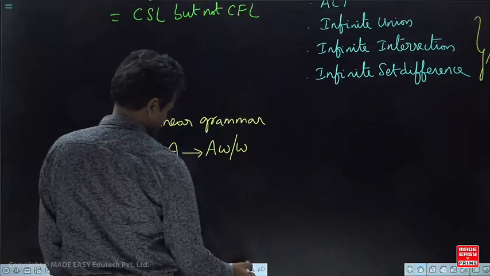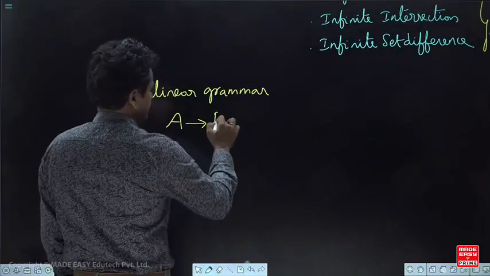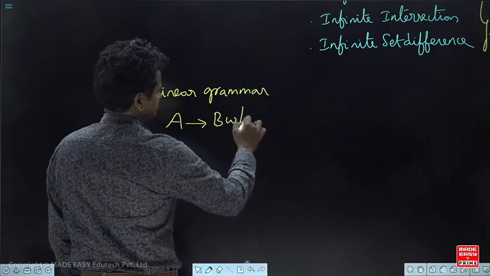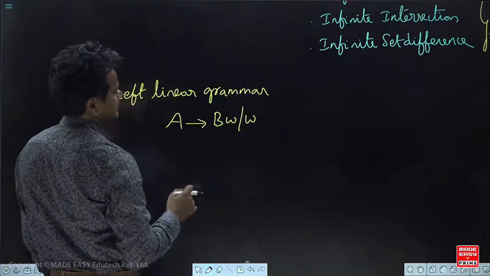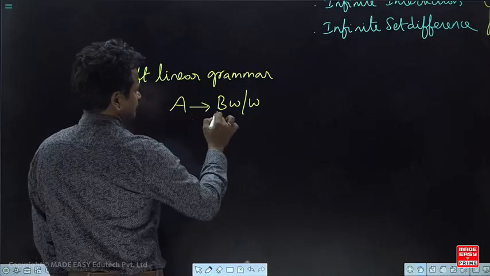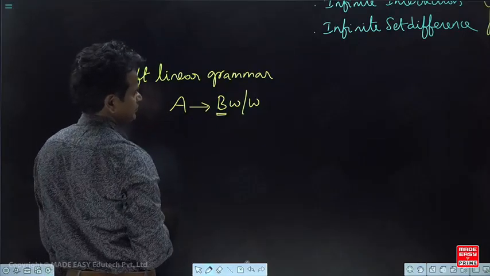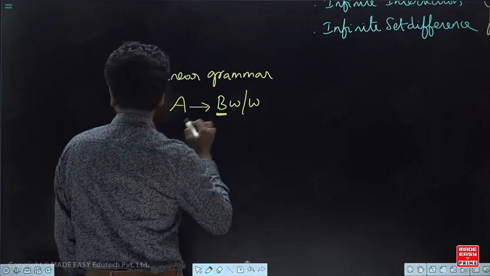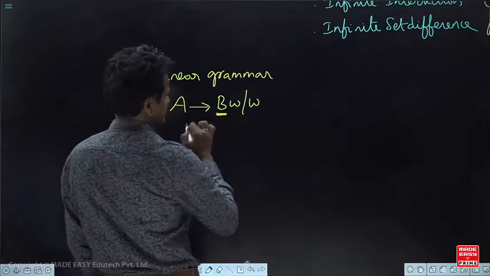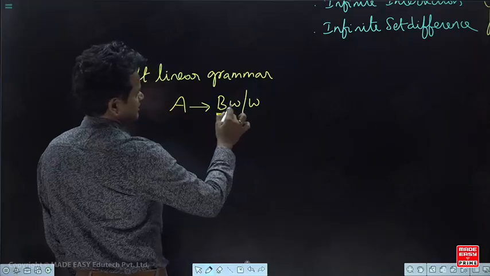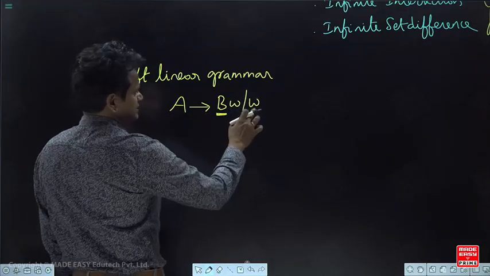No, sorry, either is BW or W. Okay, here the first symbol on the left side of the arrow must be a non-terminal and followed by only terminals, and it can be only terminal. Okay, so only terminal string.